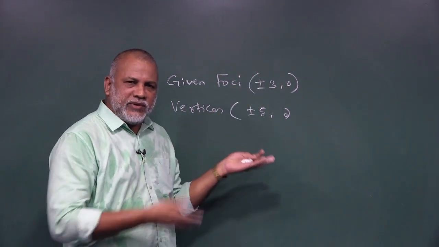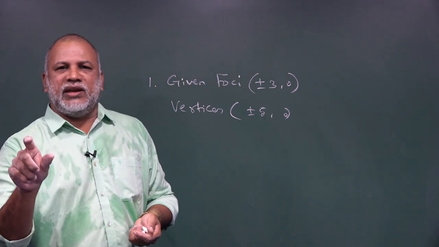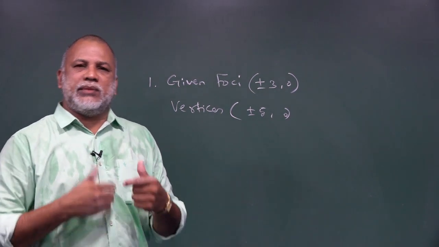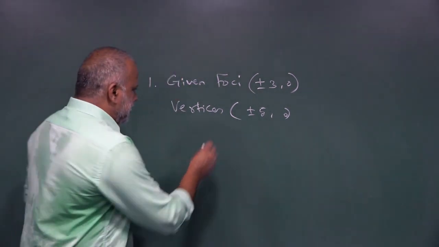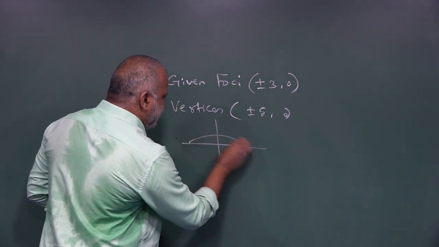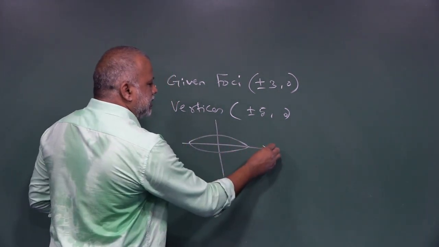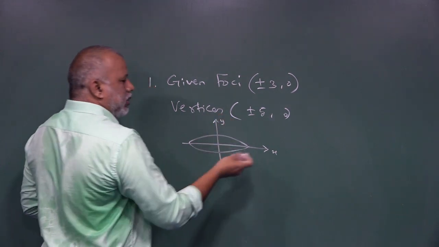So by the given data, we are able to justify that the given ellipse belongs to type number 1, that means major axis along x-axis. We can draw a rough diagram like this, an ellipse belonging to type number 1.